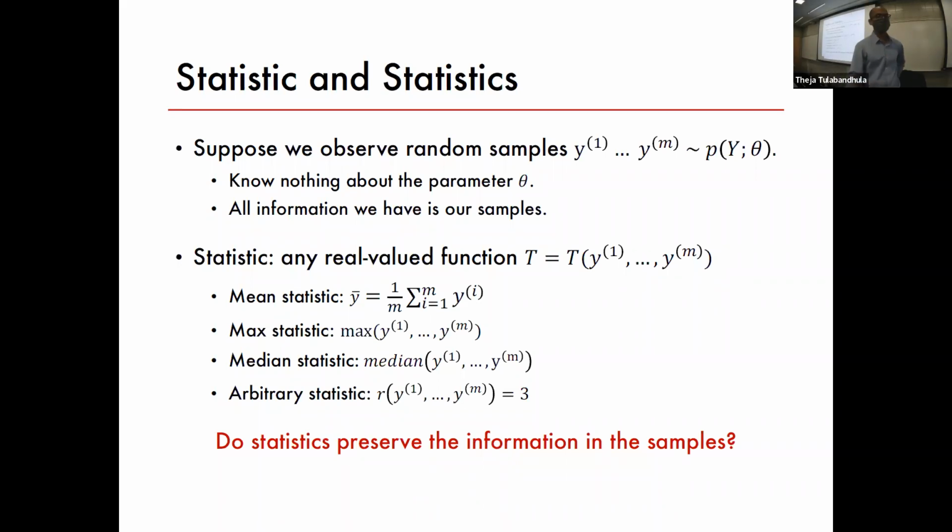The question is, do statistics preserve the information in the samples? There are a lot of words here which are kind of undefined. Let's focus on the first one, the mean statistic. Does the mean statistic preserve information? It's unclear what the information is, but let's say the samples, y1 to y100. Does it preserve the information in the samples? That is a little bit ambiguous. What do we mean by information?